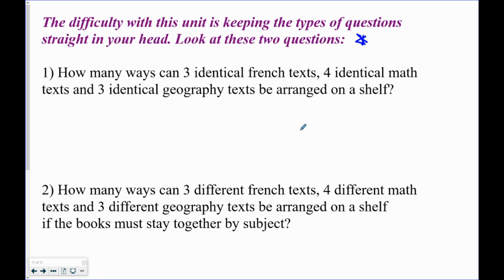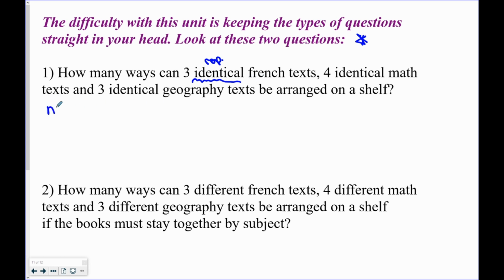So how many ways can 3 identical, now the keyword is identical, so we have some repetitions here. Repetitions we divide out using factorial. You'll recall from a couple lessons ago. So we have 3 identical French texts, 4 identical math texts, and 3 identical geography texts to be arranged on a shelf. It doesn't have any stipulations about, we did a question where they had to be kept together by group. It's just how many ways can you arrange these textbooks on a shelf?